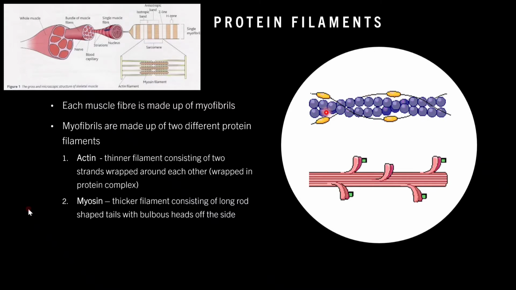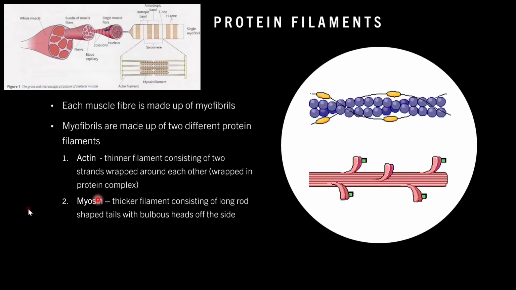These two strands are also wrapped in this protein complex that you can see here. This protein complex is called tropomyosin, and its importance will be shown later on. But the important thing now is understanding that actin is the thinner of the two filaments. It consists of two strands wrapped around each other with tropomyosin wrapped around it.